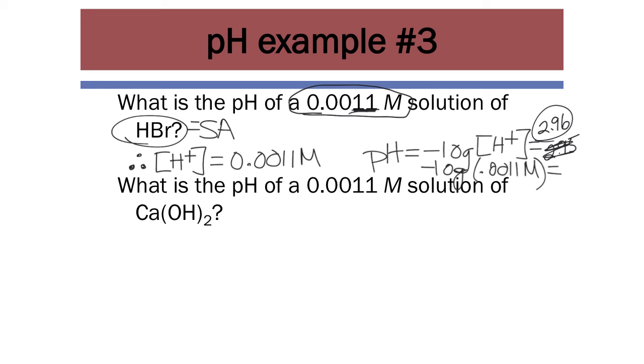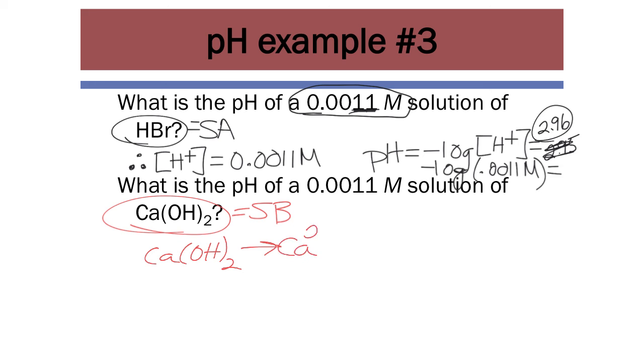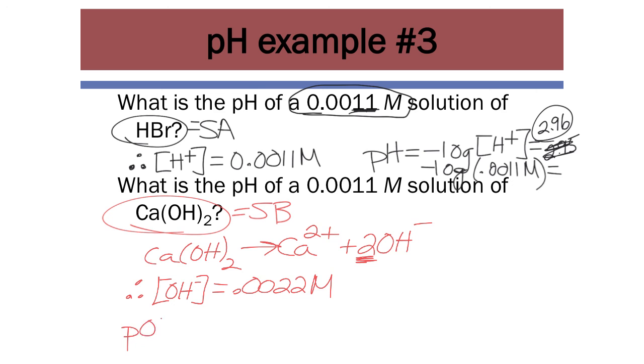All right, last problem. Here we have the pH of a 0.0011 molar solution of calcium hydroxide. So we have to recognize that that is one of my 8 strong bases. Now, when calcium hydroxide ionizes in solution, we are going to get the calcium ion, which is in no way going to affect the pH, but we are going to get 2 hydroxide ions. Therefore, the hydroxide ion concentration is going to be equal to 0.0022 molar.